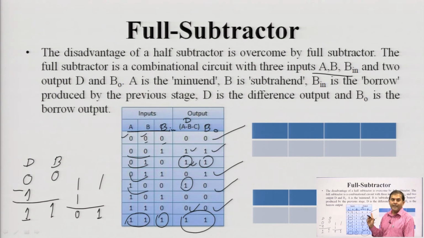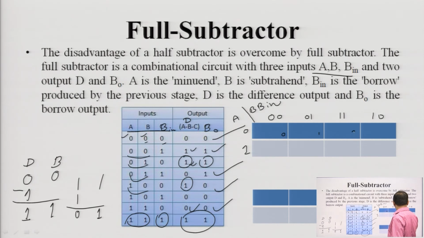Now, we will be doing the K map for this. Here we have 3 variables, A, B and B in. We will put 0 0, 0 1, 1 1, 1 0 and 0, 1 as the numbering format: 0 1 3 2 4 5 7 and 6.